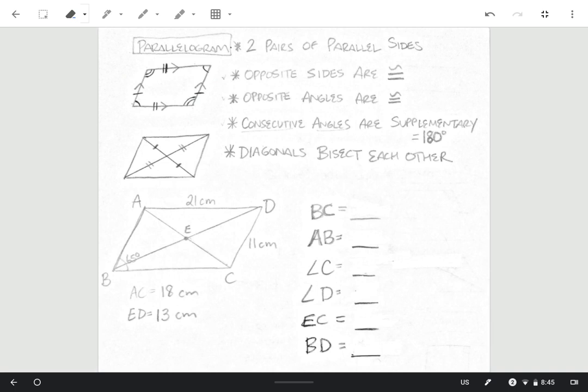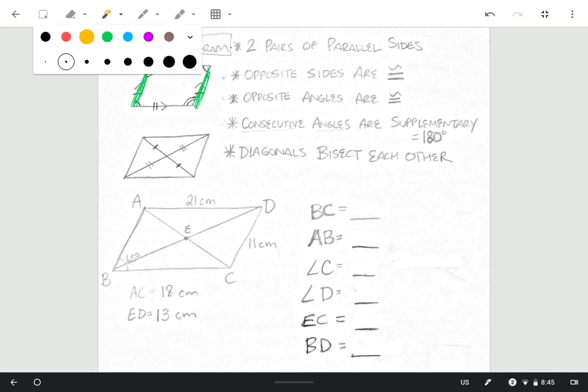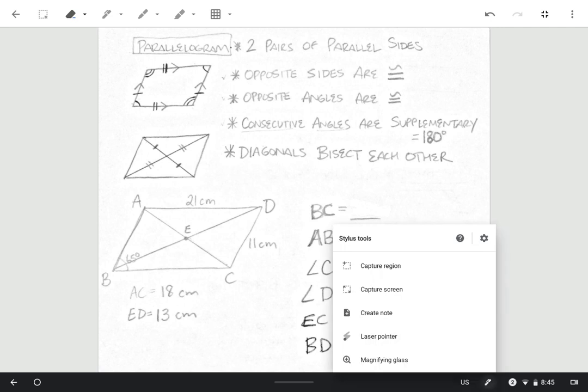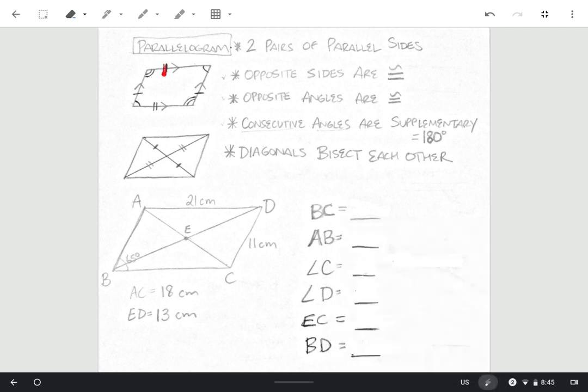Not only that, they're also congruent. So again, this side and this side are congruent to each other, and this side and this side are congruent to each other. And that's indicated in my diagram as these double marks and single marks. You can see that here and here. These symbols mean that those sides are congruent.